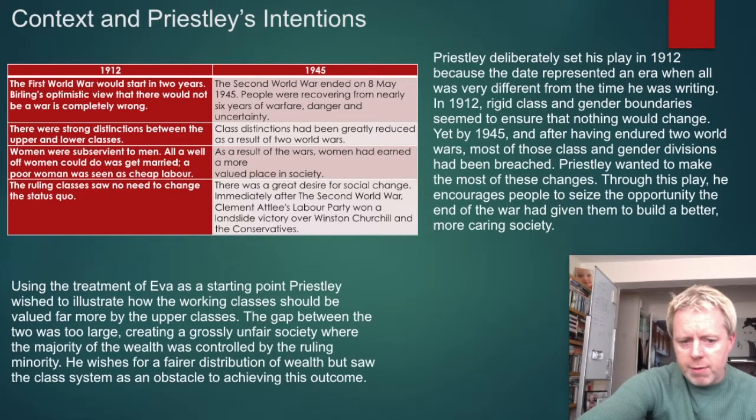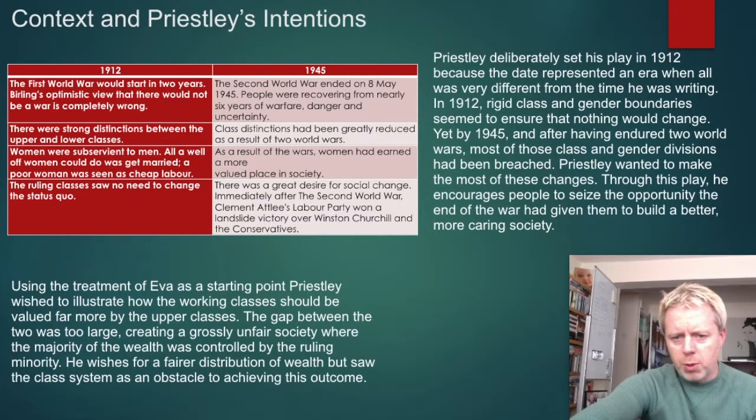Using the treatment of Eva as a starting point, Priestley wished to illustrate how the working classes should be valued far more by the upper classes. The gap between the two was too large, creating a grossly unfair society where the majority of the wealth was controlled by the ruling minority. He wished for a fairer distribution of wealth, but saw the class system as an obstacle to achieving this outcome.